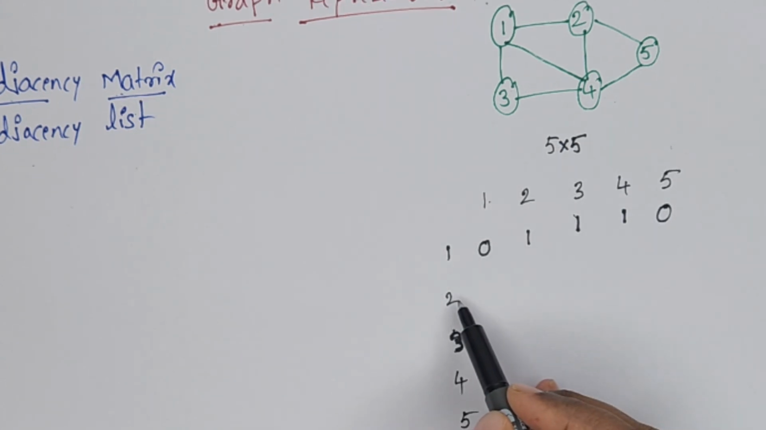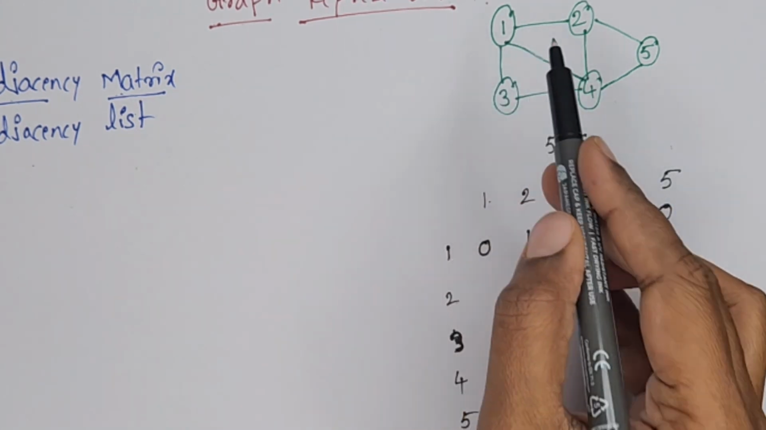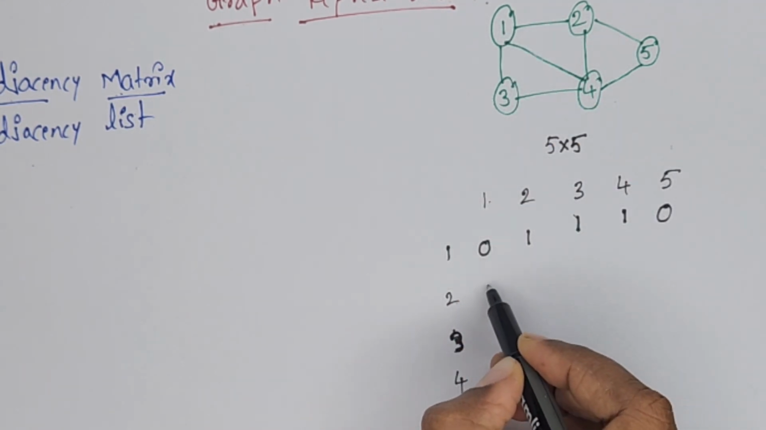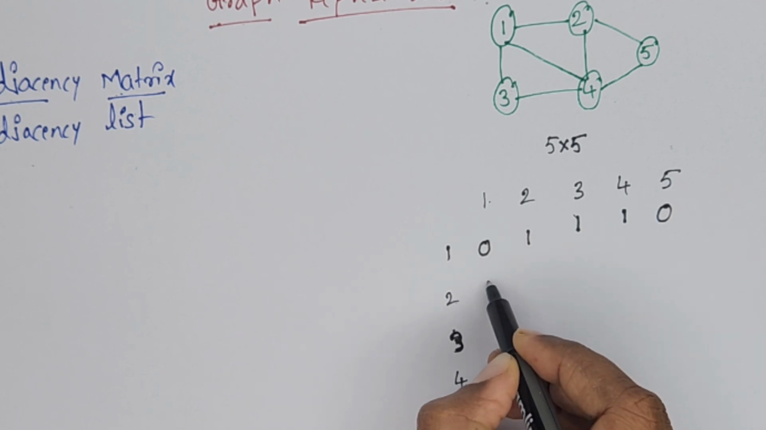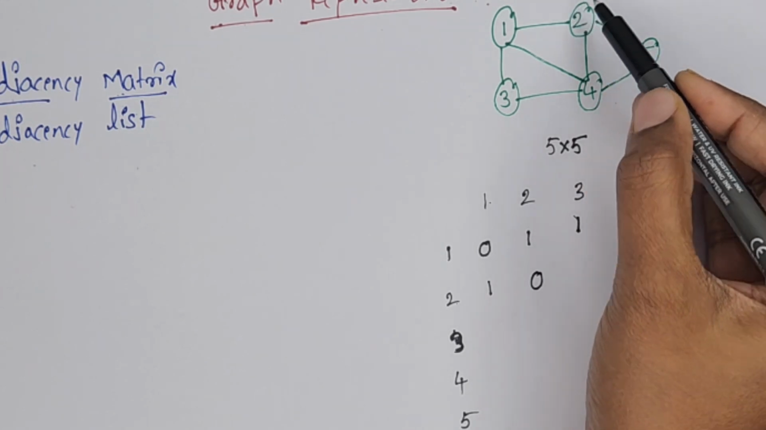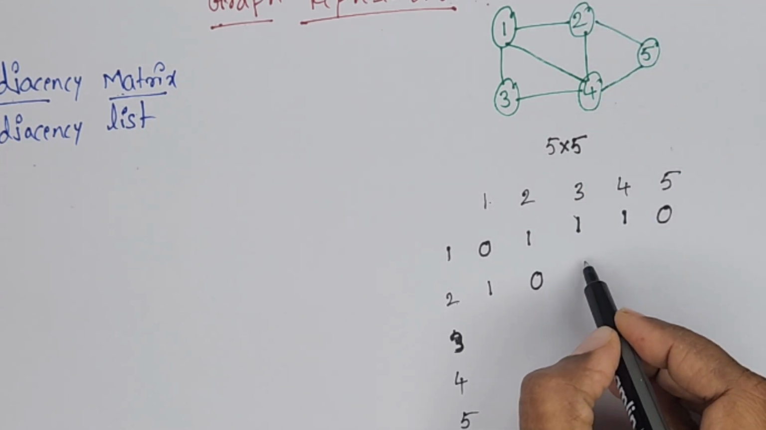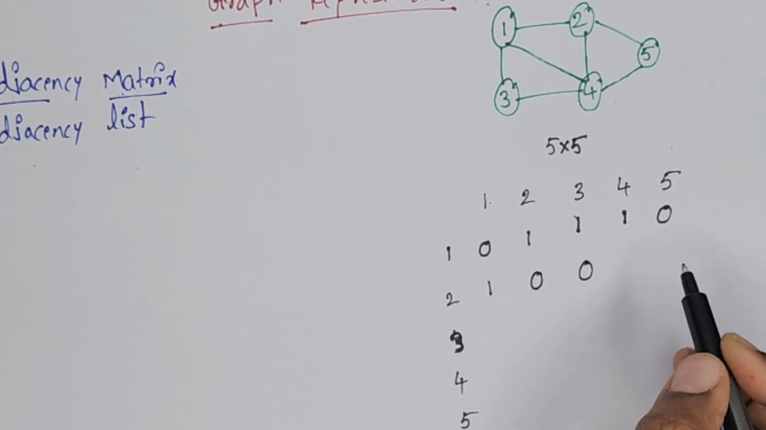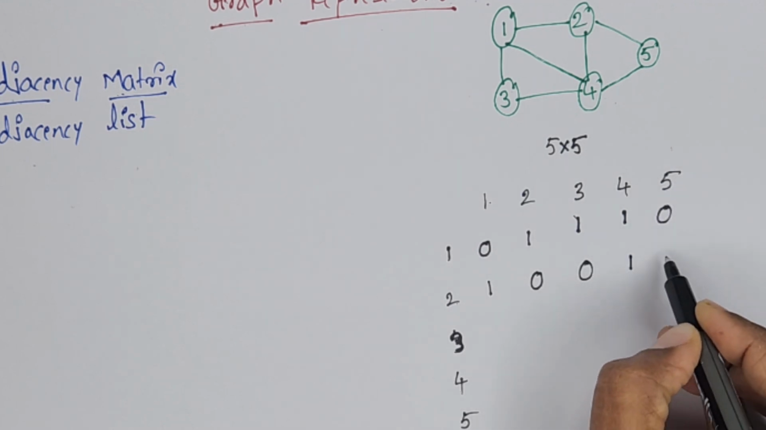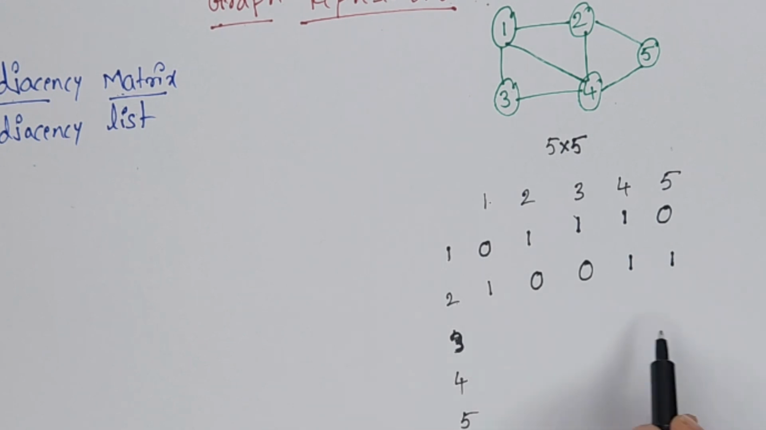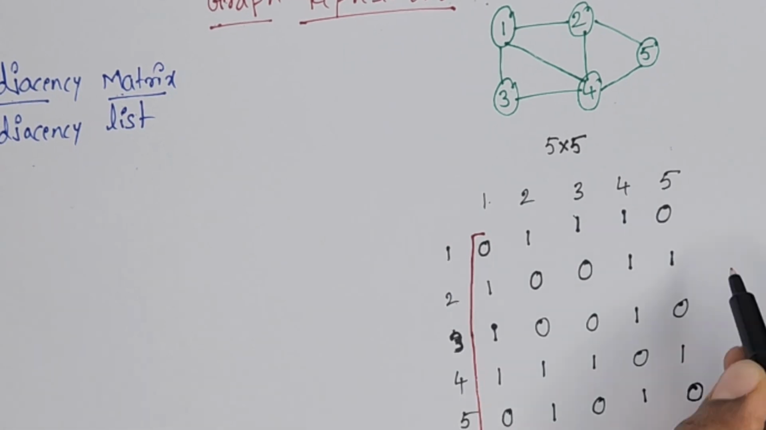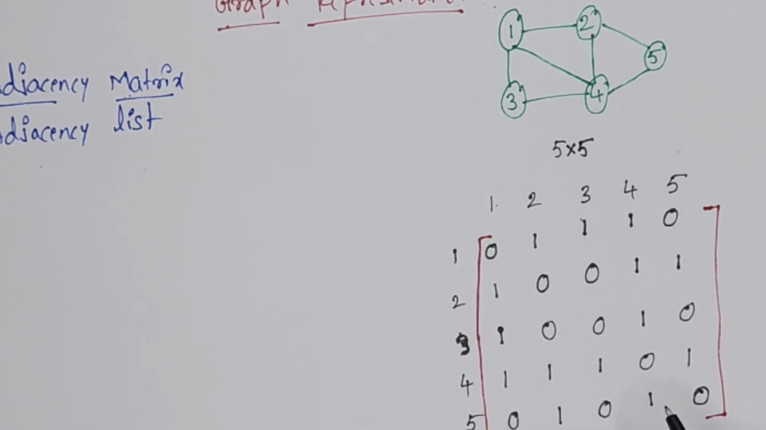Next row. 2 to 1, edge is there? Yes, 2 to 1 edge is there because this is an undirected edge. 2 and 1 are adjacent, so assign the value 1. 2 to 2, is any self loop there? No. So assign value 0. 2 to 3, no edge, means 2 and 3 are not adjacent to each other. 2 and 4 are adjacent. 2 and 5 also adjacent. Like this, we have to assign values and represent a graph.